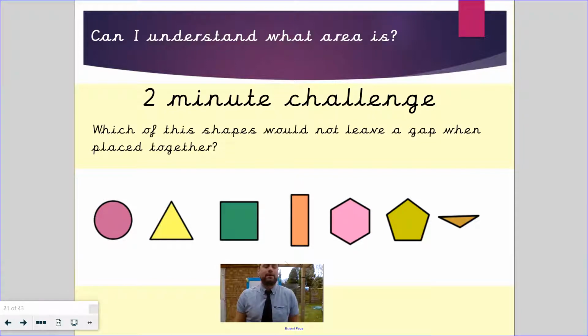Okay, welcome back. Hopefully you got that challenge okay. What you should have found out was that the shapes that have curved edges, just like the circle, it's very difficult to put a circle to any other shape and not leave a gap because of the curvature. All the other rectilinear shapes that you see there, you could place them together and not leave a gap between the shapes. And that's important to remember when it comes to talking about area.